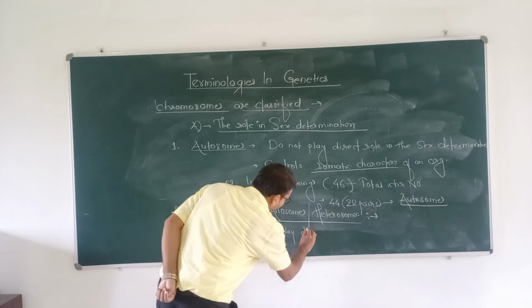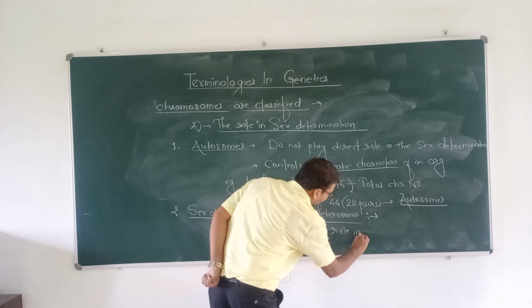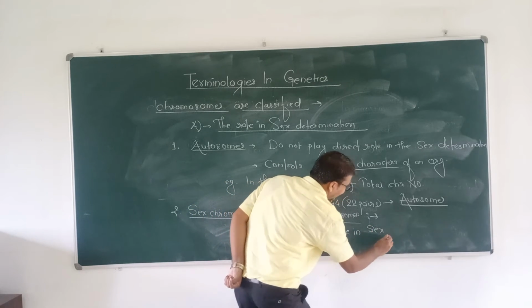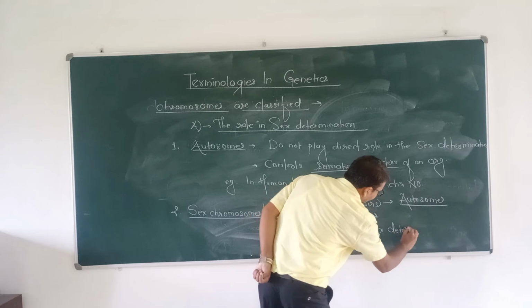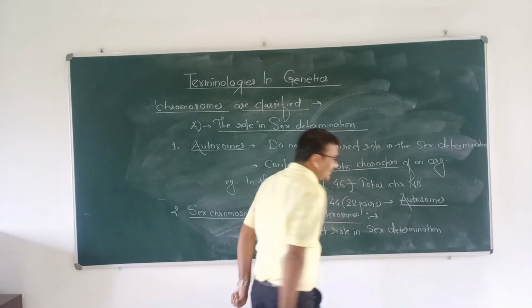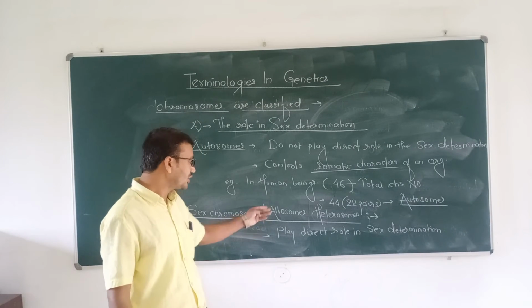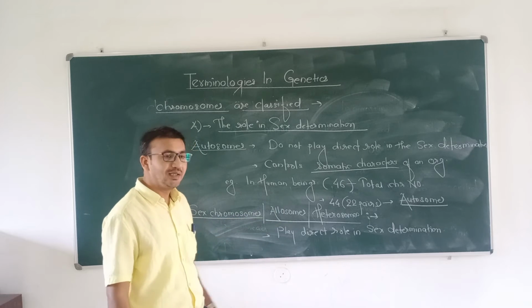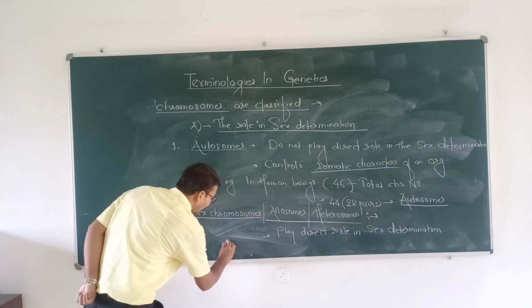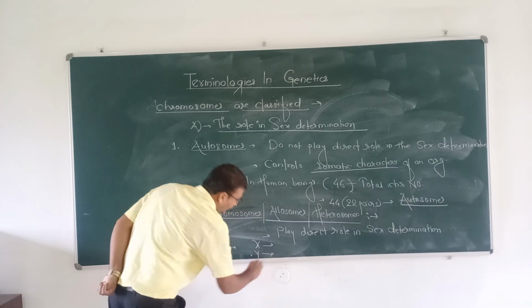प्ले डायरेक्ट रोल इन सेक्स डिटर्मिनेशन। ऐसे क्रोमोसोम्स को हम कहेंगे सेक्स क्रोमोसोम। दे आर आल्सो कॉल्ड एज एलोसोम्स, दे आर आल्सो कॉल्ड एज हेटेरोसोम्स। फॉर एग्जांपल, X chromosome and Y chromosome.